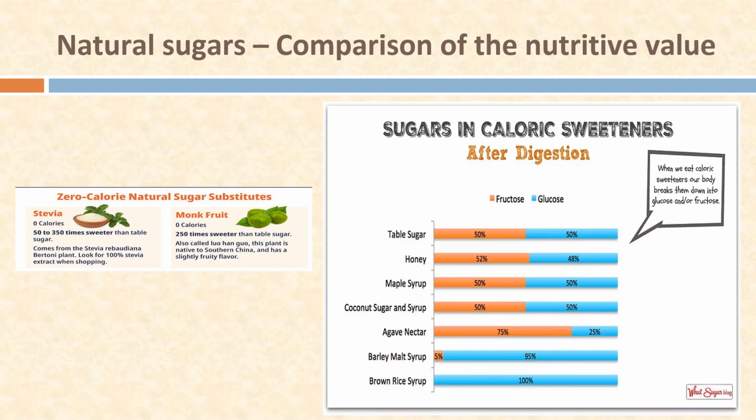So when you consider table sugar, it consists of 50% fructose and 50% glucose, whereas there is a difference in the honey, where fructose is 52% and 48% glucose. So this variation only will add a caloric value to the sugars. That is why when we consume some sugars we gain weight, and when we consume some sugars we do not gain weight, or we do not gain calories when we consume them.